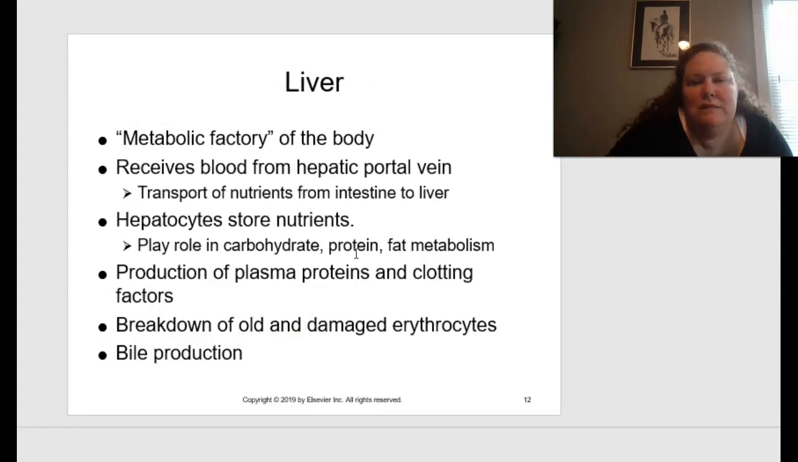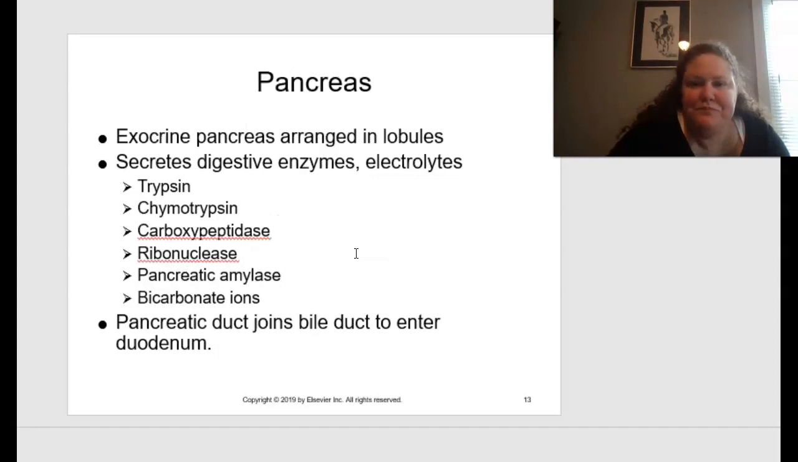The liver is the metabolic factory of the body. It receives blood from the hepatic portal vein, which is responsible for transporting nutrients from the intestine to the liver. The hepatocytes store those nutrients and also play a role in carbohydrate, protein, and fat metabolism or breakdown. We also have the production of plasma proteins and clotting factors here in the liver, and the breakdown of old and damaged erythrocytes, as well as bile production. So as you can see, the liver is really important. That's why we can't go without it, right? We have liver transplants if we need them.